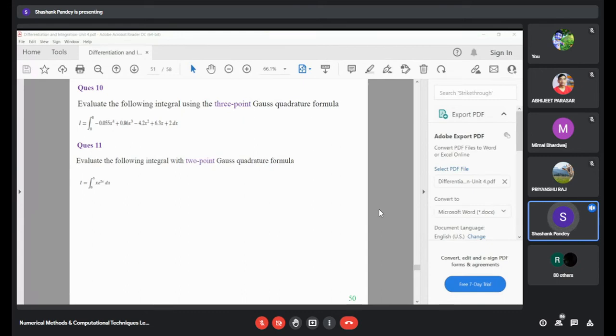Since the 3-point Gauss quadrature formula has to be used, we will evaluate the function obtained using the change of variable at root 3 by 5, and multiply it by a factor of 5 by 9. That will give us I1, the first integral. Similarly, I2 and I3 need to be calculated, and we have to add these three to get the value of the integral.